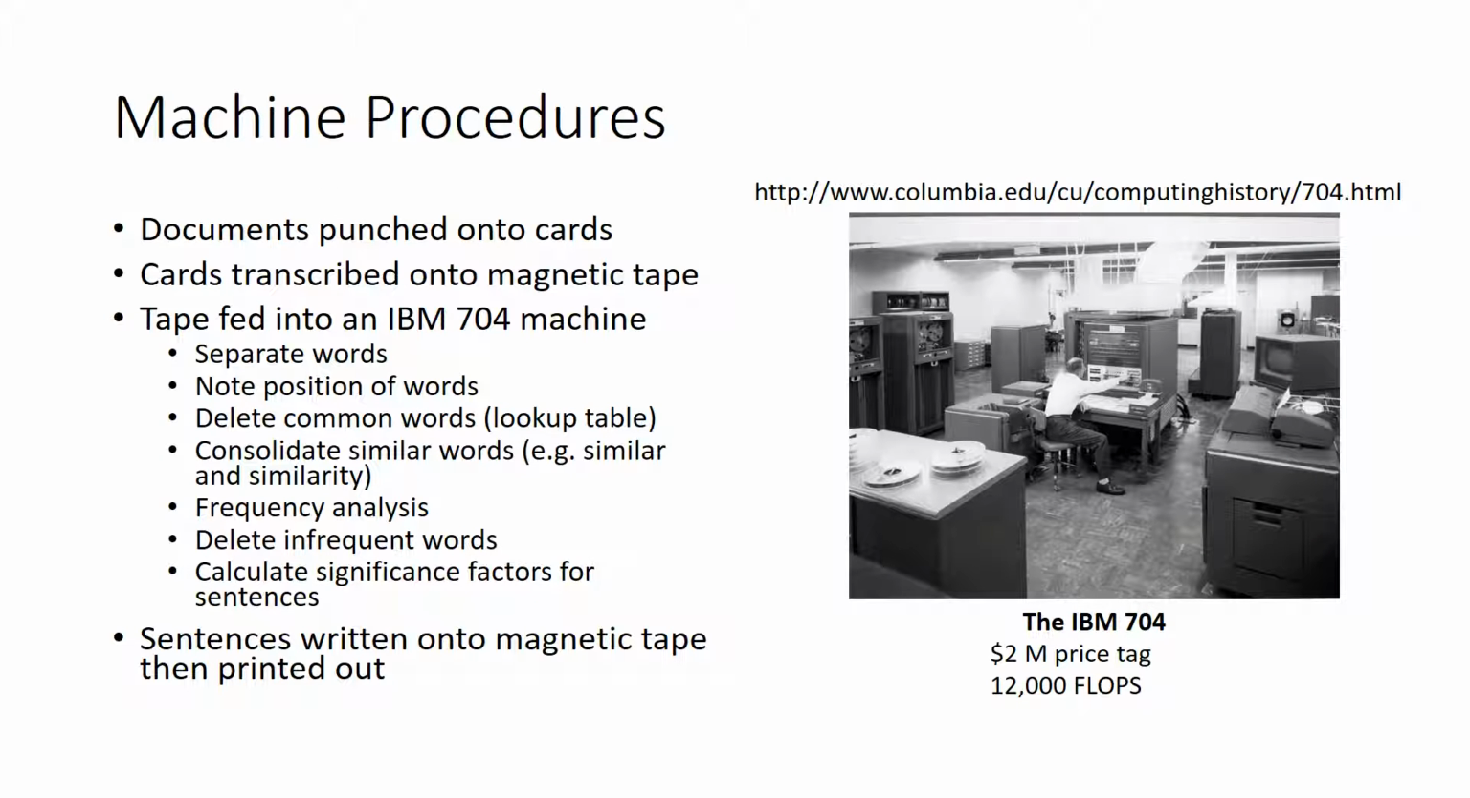And this is just a bit of a history lesson. Punch cards are used to create the document, and then those cards are transcribed into a magnetic tape. That magnetic tape then feeds into an IBM 704 machine, which you'll see in this picture here.